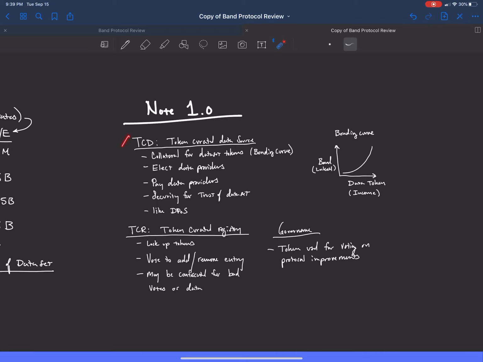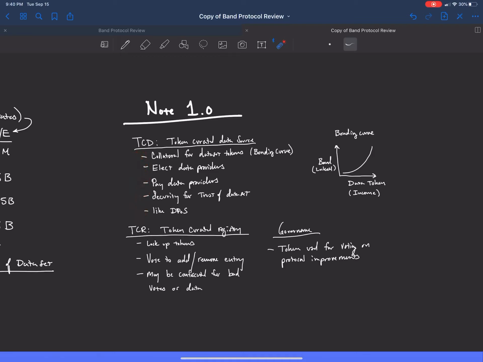All right, and so this is just an explanation of how the token's used. You have a token curated data source, and you have a token curated registry. Collateral for data set tokens. So the token is used for collateral. It's used to elect data providers. It's used to pay data providers. It provides security for the trust of the data set, and it's like DPoS for the data set. So you elect your data providers based on how good their data is. If they don't provide good data, the data pool becomes useless. And who suffers the most? The data provider. So they want to provide good data.